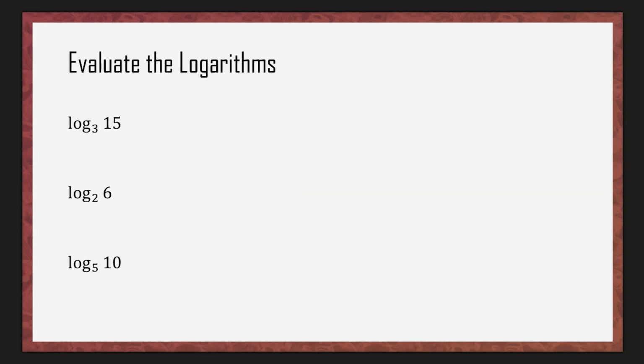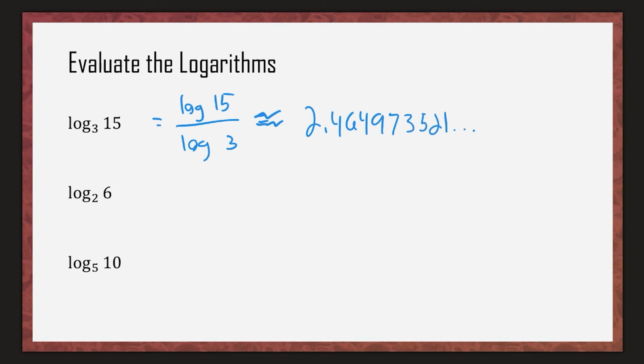Okay, so let's evaluate some logarithms here. Log base 3 of 15. 3 to what power equals 15? Well, there is no power of 3 that equals 15. 3 squared is 9. 3 to the third is 27. This is going to be a decimal. But I can solve this using the change of base formula. Log of 15 divided by the log of 3. And that equals, well, it doesn't equal it, it's approximately 2.464973521... We know it keeps going. So 3 to the 2.464 power is approximately the answer for log base 3 of 15.